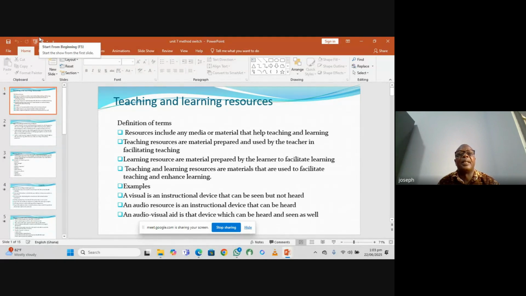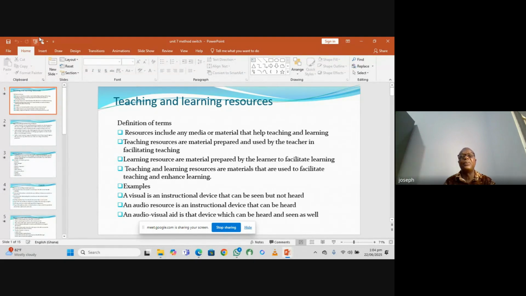Let's look at teaching and learning resources. Resources include any media or material that help teaching and learning. Teaching resources are material prepared and used by the teacher in teaching his or her lesson. Learning resources are materials prepared by the learners to facilitate learning. That's why I say teaching and learning resources. So the teacher is using it to facilitate teaching, and the learners are using it to facilitate their learning.